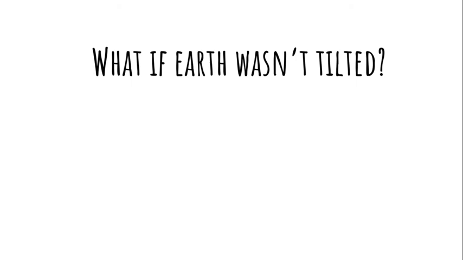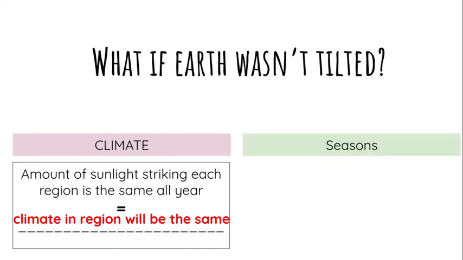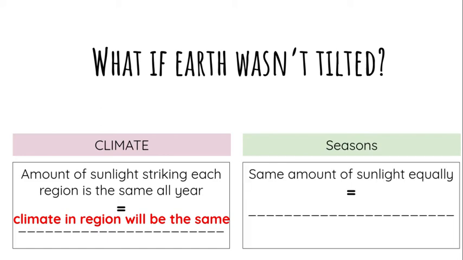Well, what if Earth wasn't tilted? If Earth does not have a tilt, then our climate and our seasons would be affected. The amount of sunlight striking each region would be the same all year. Therefore, the climate in the region would remain the same. Similarly, for seasons, we would be receiving the same amount of sunlight equally in every area. Therefore, there will be no change in seasons.